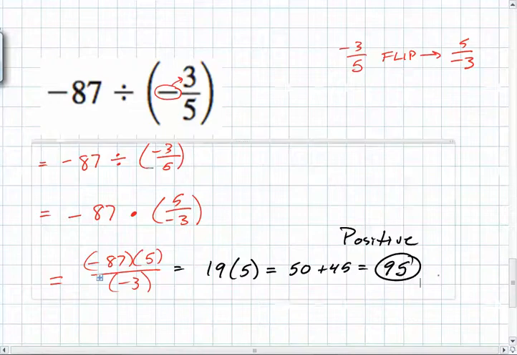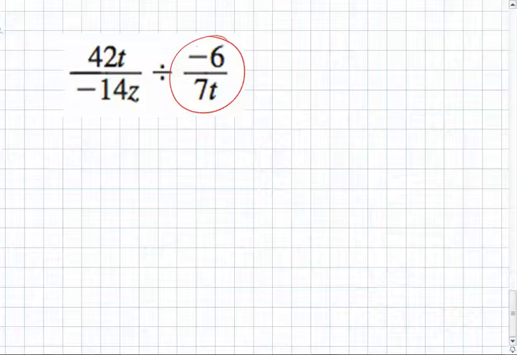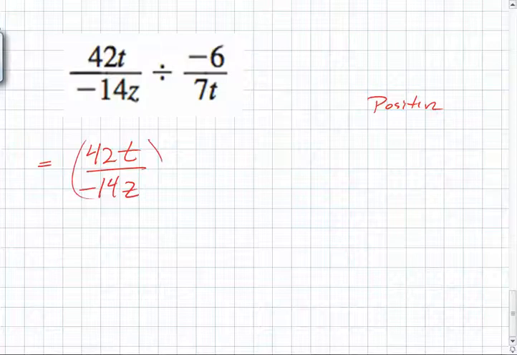Here's another division problem. So first we'll flip what we're dividing into, 42t over negative 14z. We also know that we're dividing a negative into a negative, so our answer must be positive. So we know that this is going to be equal to 42t over negative 14z times, and I like putting the parentheses around just to be clear, 7t over negative 6, because 7t over 6 is the reciprocal of negative 6 over 7t.